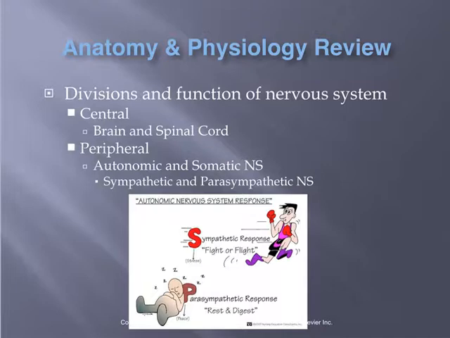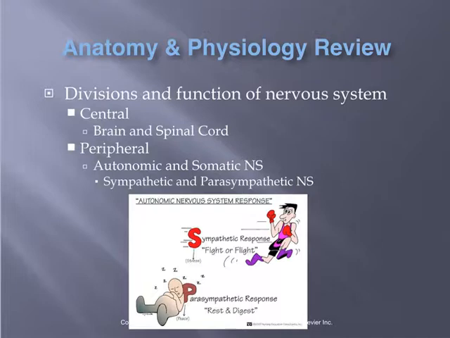The first thing that I'd like to dive right into is a little bit of a review of the function and the divisions of the nervous system. Remember that the central nervous system is composed of the brain and the spinal cord, and then the peripheral nervous system is controlled by 12 pairs of cranial nerves and spinal nerves, and that facilitates communication between the central nervous system and the body parts. And then that's also the autonomic and somatic nervous system, and that is further divided into the sympathetic and parasympathetic. Just a little bit of a reminder of what some of these terms mean.